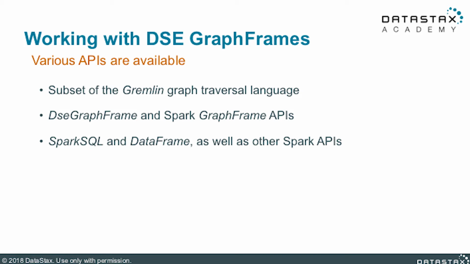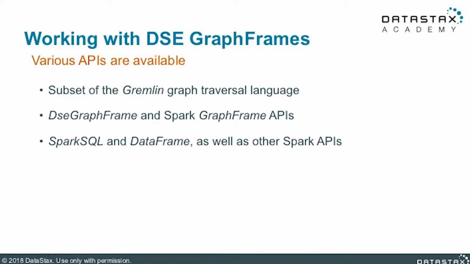There are various ways you can work with the DSE GraphFrames. You can use a subset of Gremlin to define OLAP graph traversals. There is also a complementary DSE GraphFrame API that is primarily used for bulk mutations. You can search for structural graph patterns using the original Spark GraphFrame API. Finally, you can use any other Spark API that may be suitable for your application. That includes Spark SQL, DataFrames, and Spark Streaming, just to name a few.